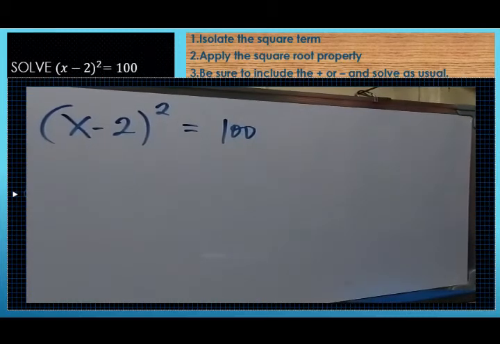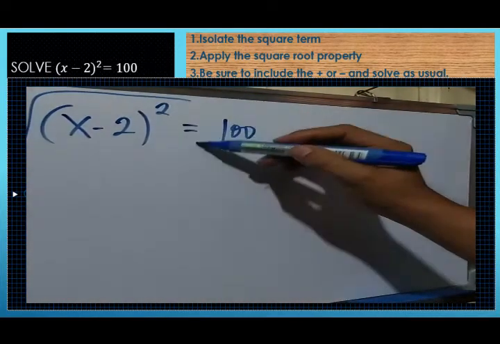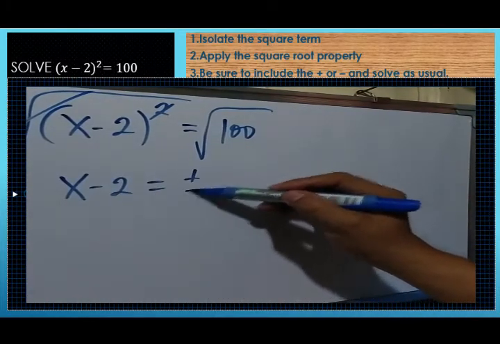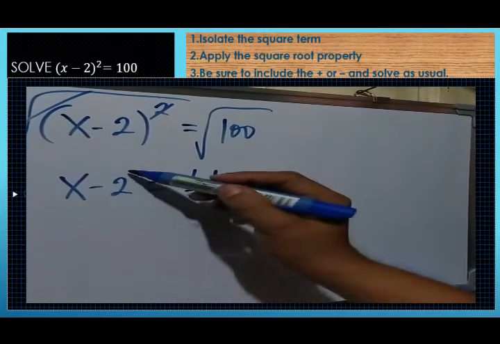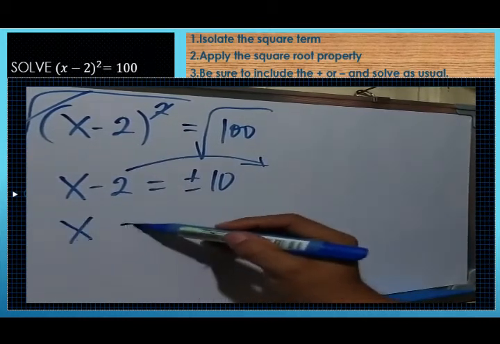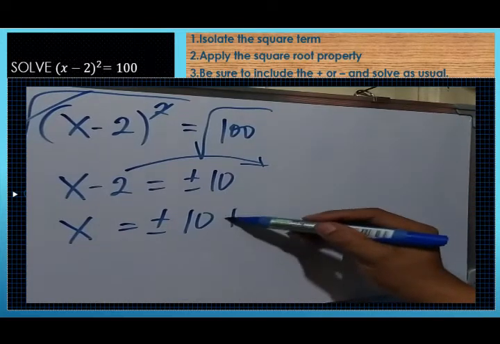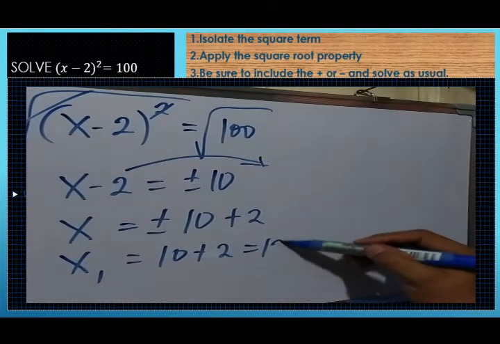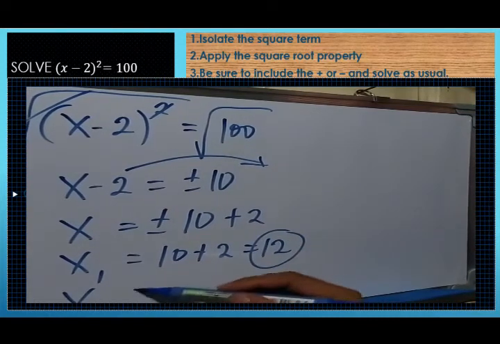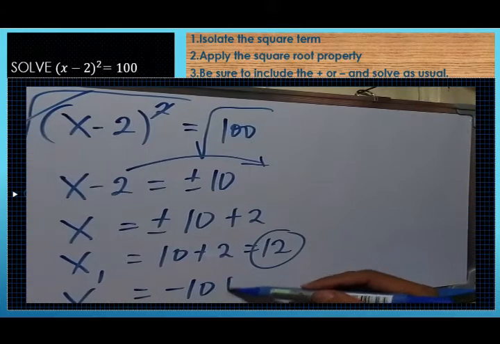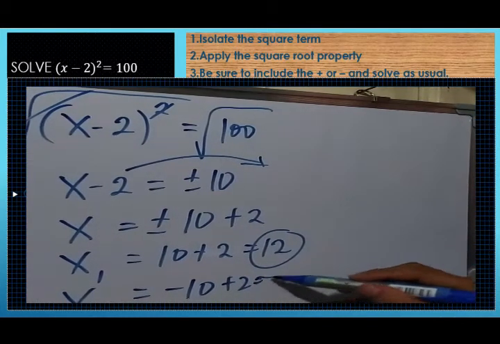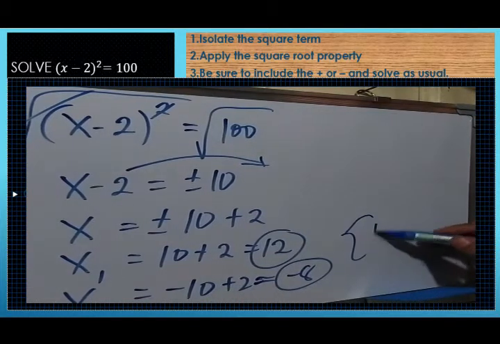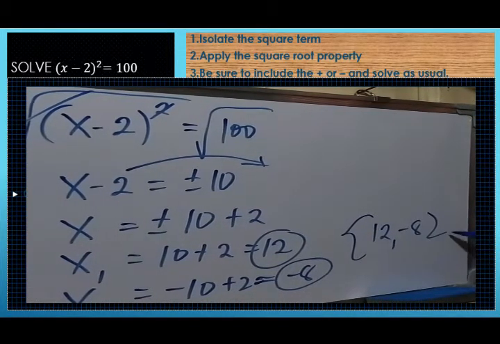Okay, we now have the square of x minus 2 is equal to 100. Extract the square root of both sides. We now have x minus 2 is equal to positive negative 10. We add 2 on both sides. We now have x is equal to positive negative 10 plus 2. So x sub 1 is 10 plus 2, which is 12, and our x sub 2 would be negative 10 plus 2, which is equal to negative 8. So meaning our solution is 12 and negative 8.